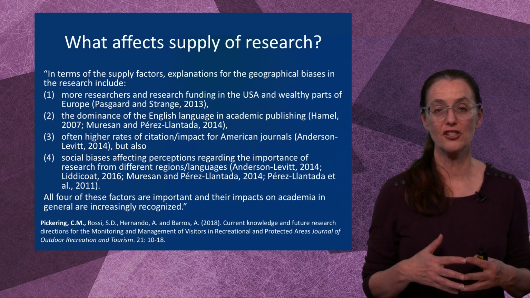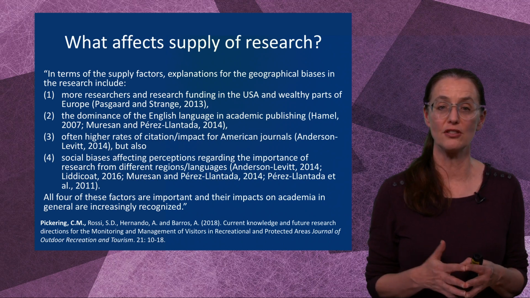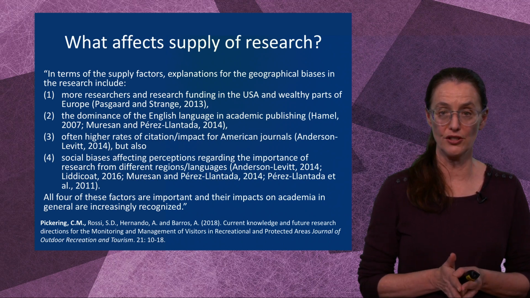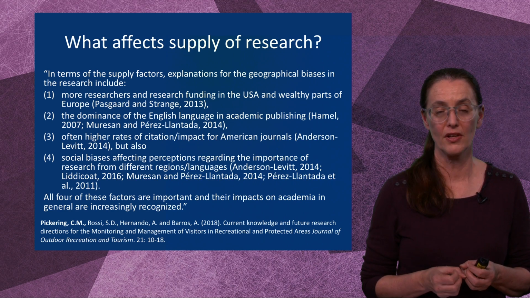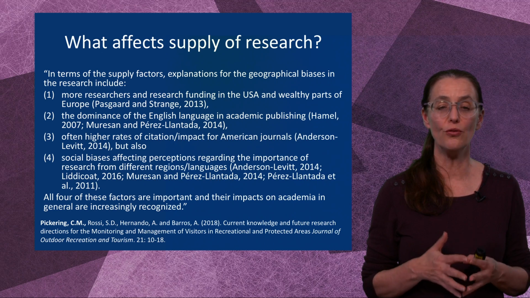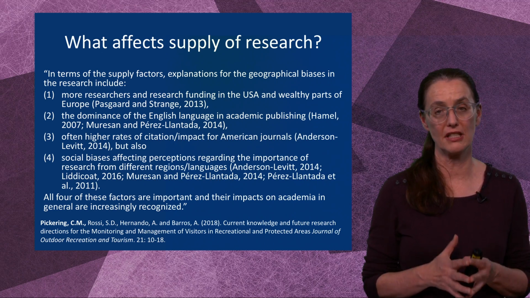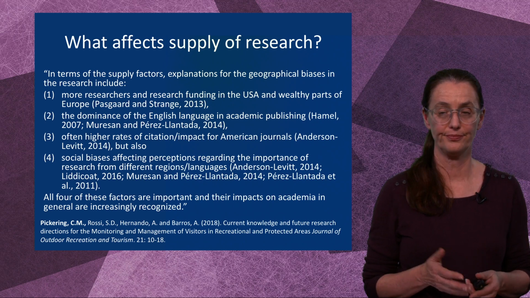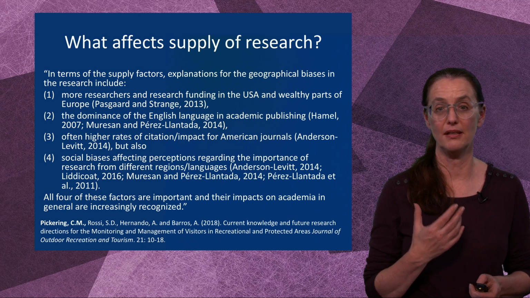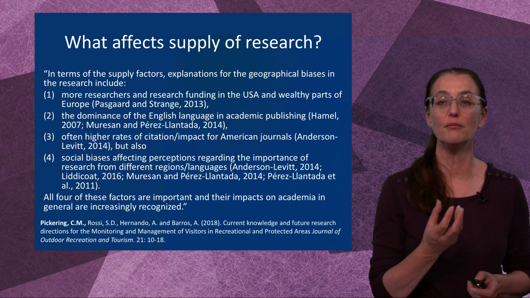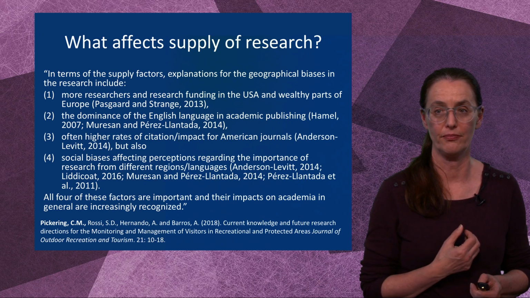But there's also literature that says there are social biases affecting the perceptions regarding the importance of research from different regions and languages. And that's a really important thing for us as researchers to consider. And what we end up saying is that all 4 of these factors are important, and their impact on academia in general is increasingly recognised. So, a really important set of points to make here about why we need more research from some locations, but why we may not have that at the moment.